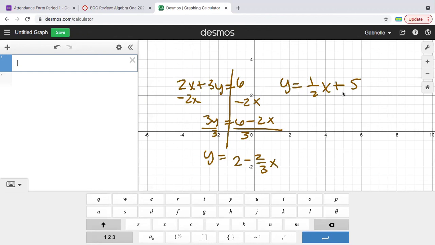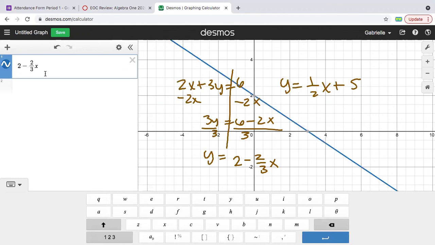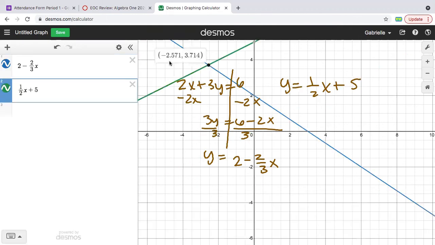Now that you have both your equations, to find out the solution, you could type in both equations. So 2 minus 2/3 x is one of the equations. On another line, 1/2 x plus 5. Where do they cross? Bam, there's my answer, my x value and my y value. That works if it was looking like this: 2 minus 2/3 x equals 1/2 x plus 5. That's another way I could solve that.